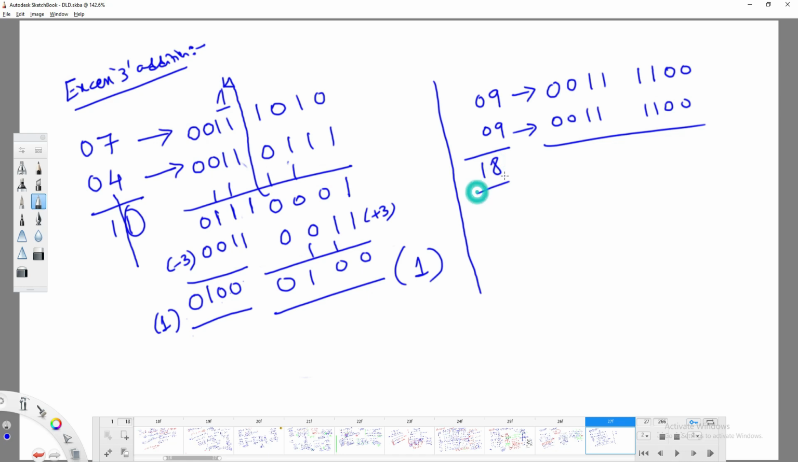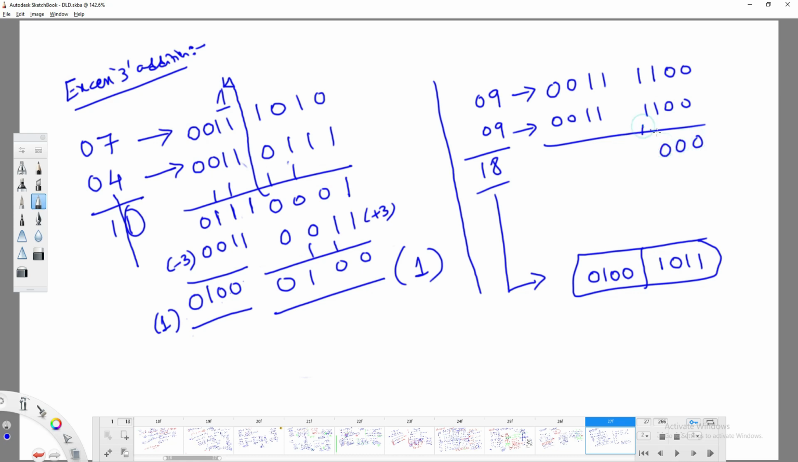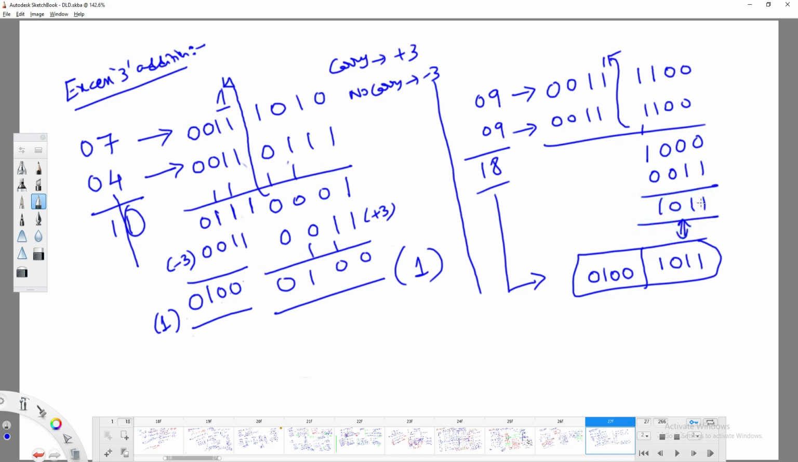See, first analyze what result you need to have. 18 means that at the final, what you have to have? 0100 and 1000 in Excess-3 form, that is 0100 and 1011. So this is the result I have to get, right? If you follow our procedure and get this answer, our procedure is perfectly correct. This is 0010, this is 11. Means that when there is a carry generation, you have to add plus 3. When no carry is generated, you have to subtract 3. So when carry is generated, you have to add plus 3, 0011. Are you getting the result or not?